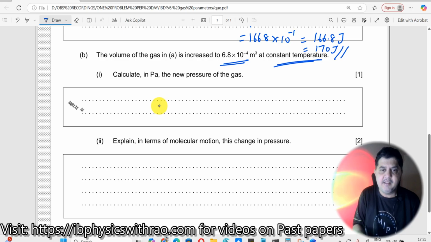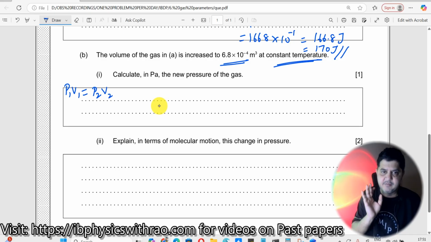As long as you are using ideal gas, you can use P1 V1 is equal to P2 V2. In fact, you can use it for any other gas, in real gas also. In an ideal gas you have to use PV equal to nRT, but if it is not an ideal gas, you can use this also. Now P1 V1 equal to P2 V2.